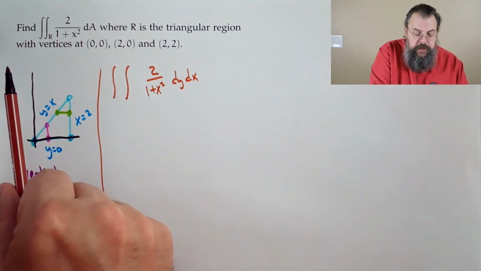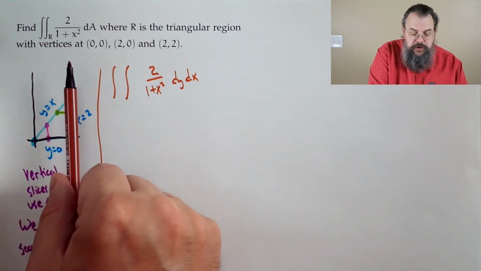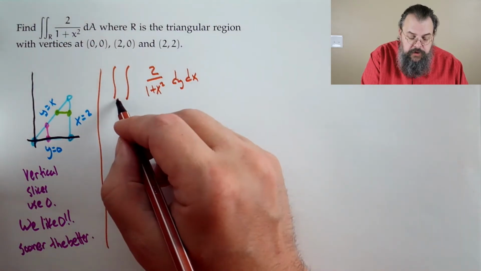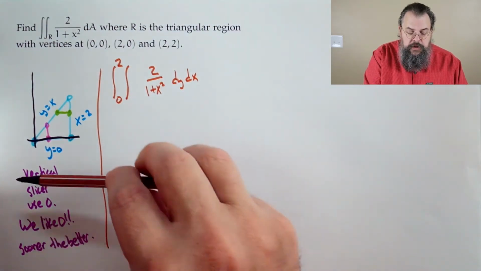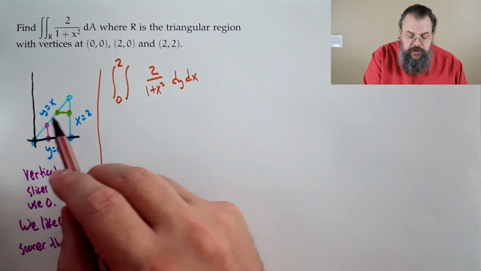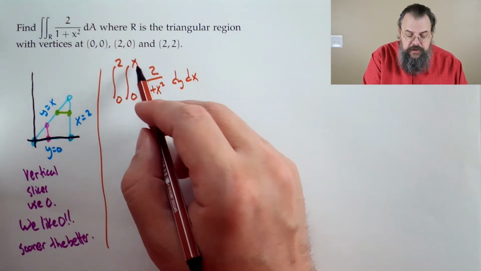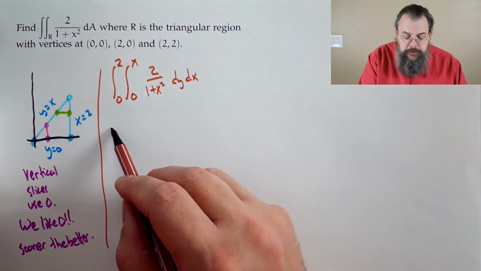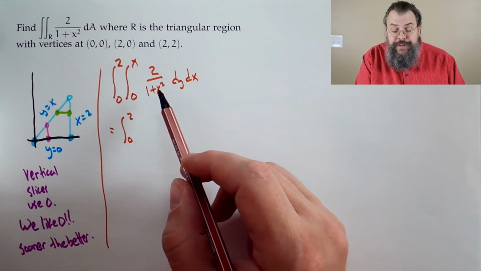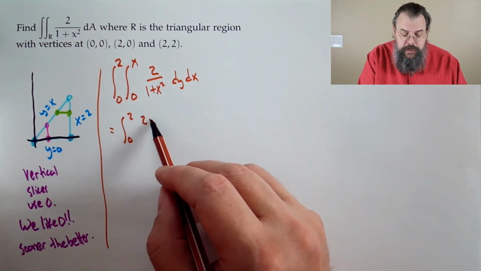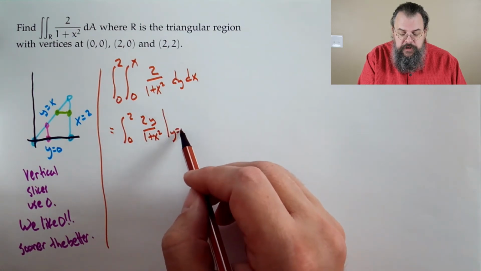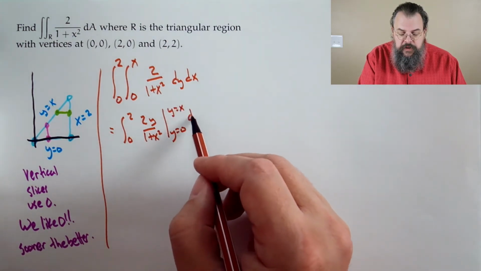Okay, so we say, where does x go from? Well, lowest value of x to the highest value of x, 0 up to 2. Where does y go from? Well, goes from here, right, y equals 0, up to y equals x, 0 to x. Okay, so we get integral 0 to 2. Integrating this with respect to y is very easy. You end up with 2y over 1 plus x squared, and evaluate from y equals 0 to y equals x.